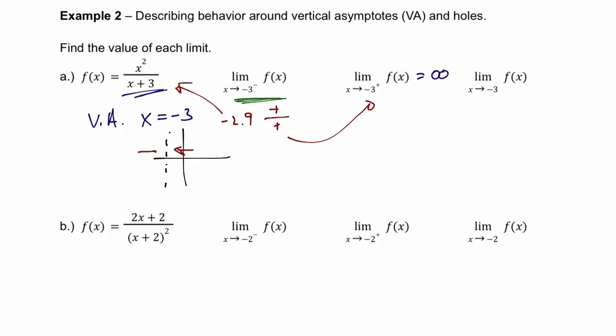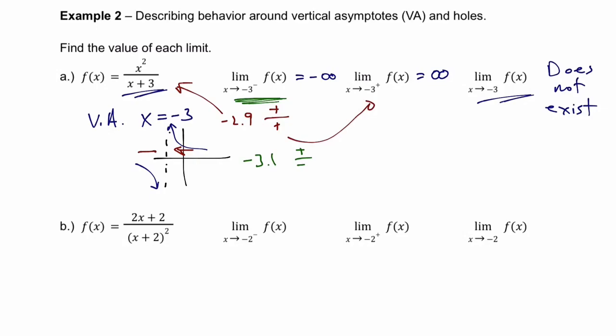To analyze what's happening from the left, I want to look at values a little bit to the left of -3, so -3.1. In that case, the top is still going to be positive, but the bottom is going to be negative. And so the graph overall is going to head toward -infinity. Since these two are very different, I could make a quick sketch of the graph to show that. On the right side we're going toward positive infinity, on the left side we're going toward -infinity, so it's best to say that this limit does not exist.